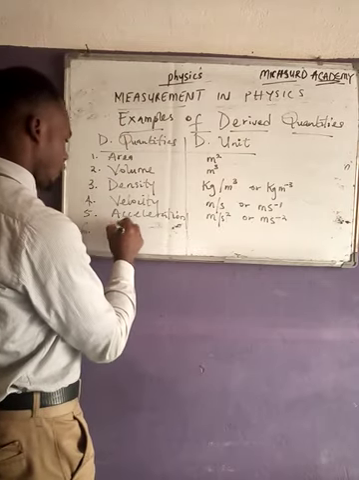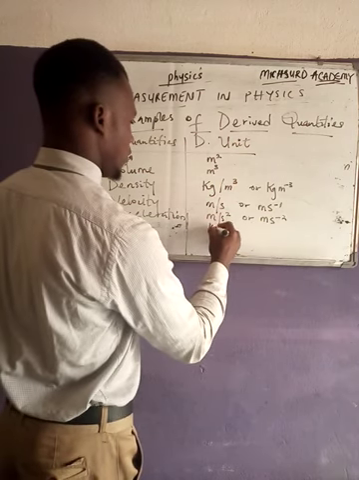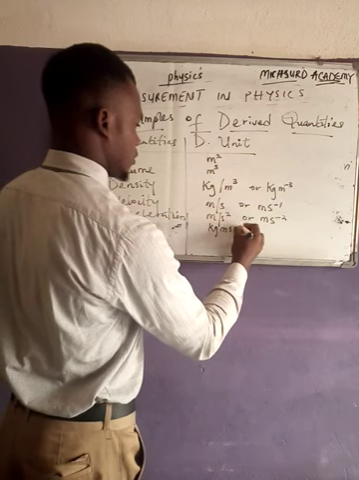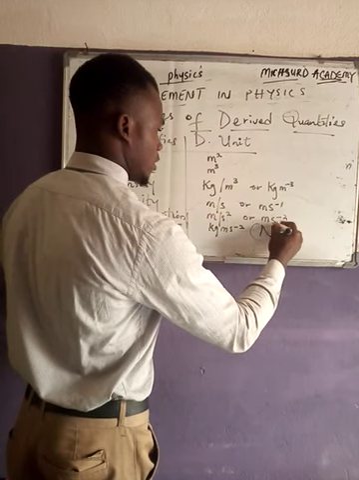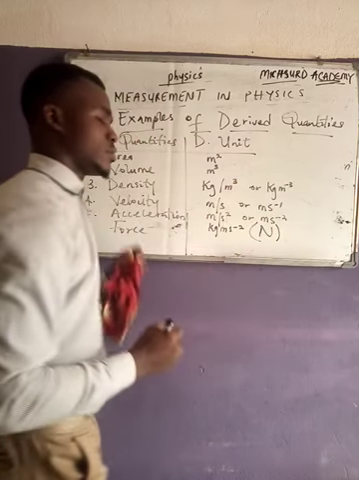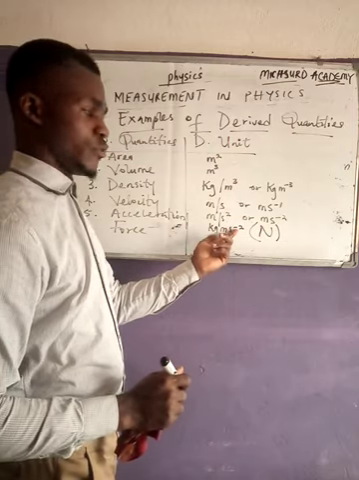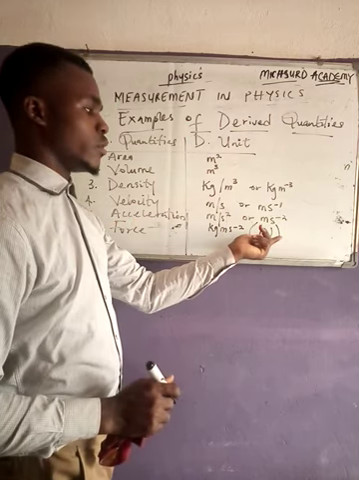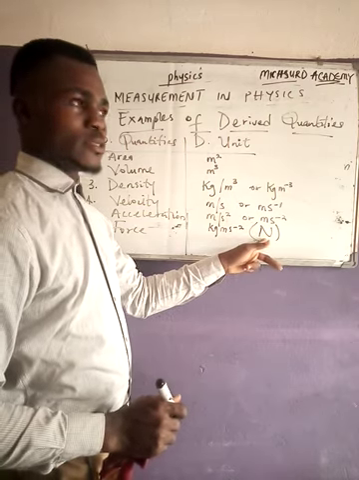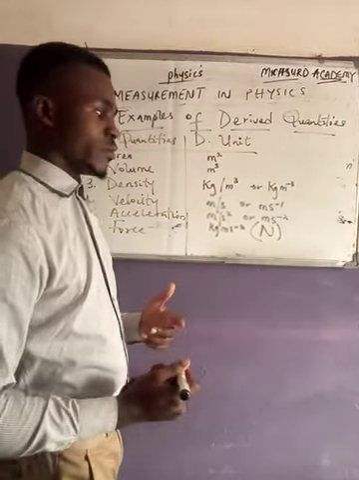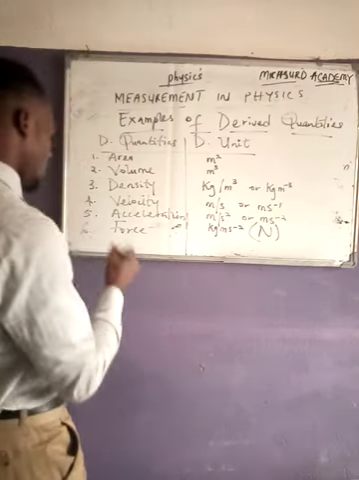Then we have force. Force is given as kilogram meter per second square. Okay, but we have a general name, we use the unit Newton. So in most calculations, you will not see kilogram meter per second square for force. Instead, you are going to see Newton, which is abbreviated as capital N. So if I say give me 12 Newton, of course, you know that I'm talking about force. All right.